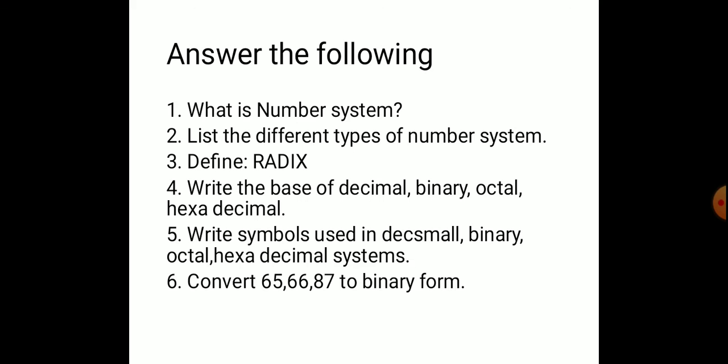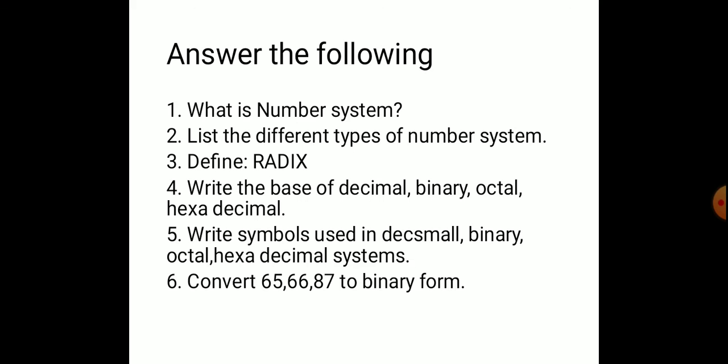Next, fourth one, write the base of decimal, binary, octal, hexadecimal. Just now I explained, that is 10, 2, 8 and 16. Fifth one is, write symbols used in decimal, binary, octal and hexadecimal system. You know that very well. In decimal 0 to 9, in binary 0 and 1, in octal 0 to 7, in hexadecimal 0 to 9, then A, B, C, D, E, F. To represent 10, 11, 12, 13, 14 and 15, we are using the alphabets A to F.